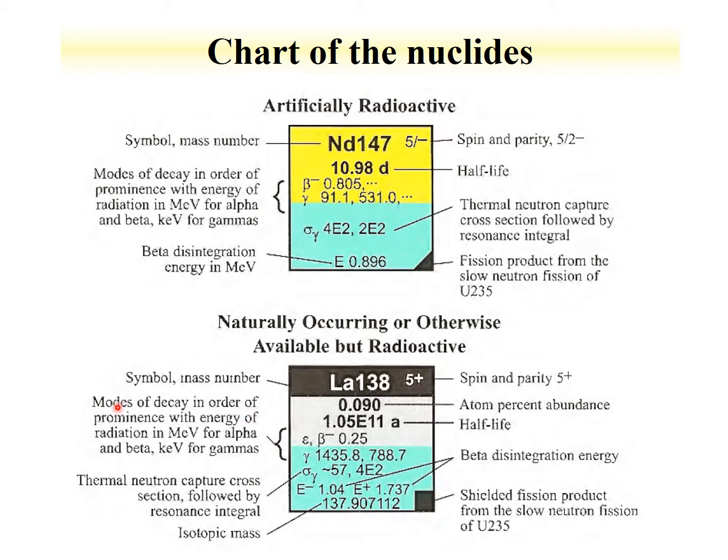Again, modes of decay, E, this E here is electron capture, beta minus, gamma, cross-section information, and isotopic mass. And this square, as opposed to the triangle, means that it's a shielded fission product. It's still a fission product, but we'll discuss what shielded means. It means that there's a stable isotope in front of it, so it doesn't get fed along the 138 decay chain.